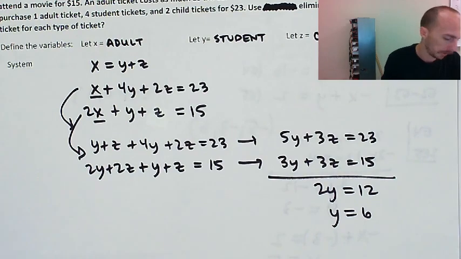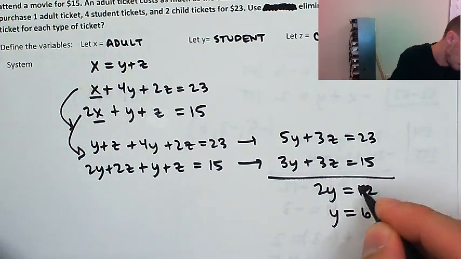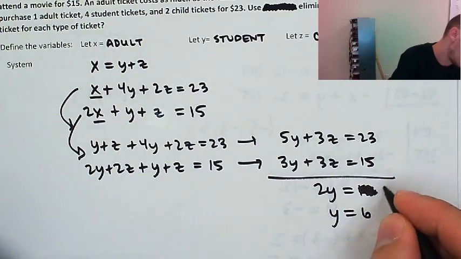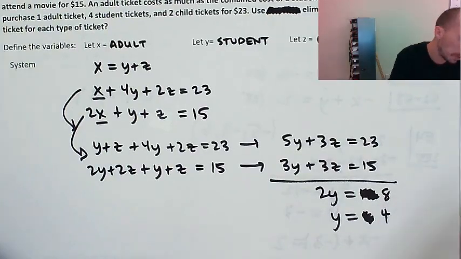Okay, luckily I caught the error pretty quickly. It was just an arithmetic error. 23 minus 15 is not 12. That would be 25 minus 13. That's going to be 8, so y is 4. Okay, that was not as bad as I was fearing.